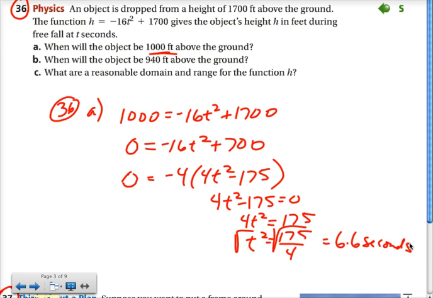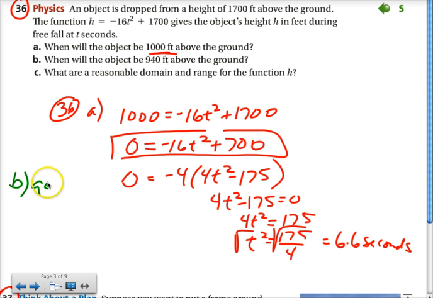It's the same thing you would find if you plugged in this step into your calculator and then let the calculator do it. Then part B says, what about 940? So 940 equals -16t squared plus 1,700.